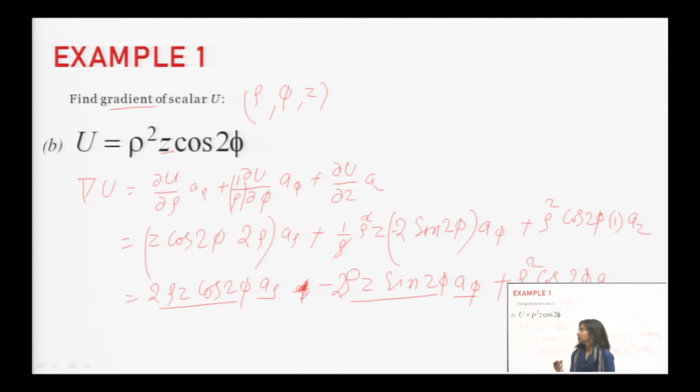Note here one thing: the gradient of any scalar produces a vector quantity, meaning initially this u was a scalar quantity. However, this del u, the gradient of u, is a vector quantity.